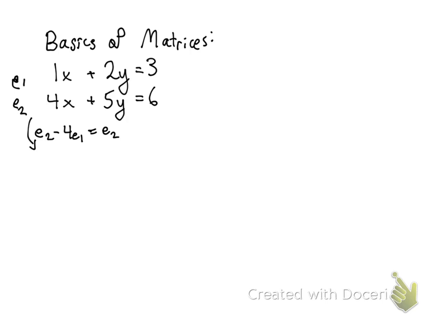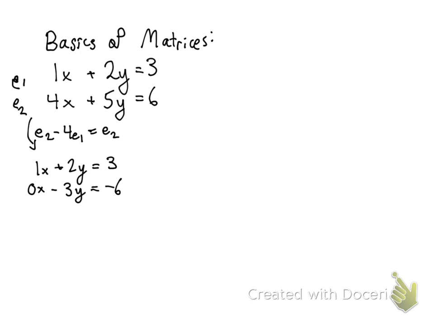I'm replacing the second equation with itself minus 4 times E1 to get rid of x. So x goes away in the second equation, and then we have 5 minus 4 times 2, which is 5 minus 8. We're left with negative 3. And then we have 6 minus 4 times 3, which is minus 6. So with that, we have this set of equations.